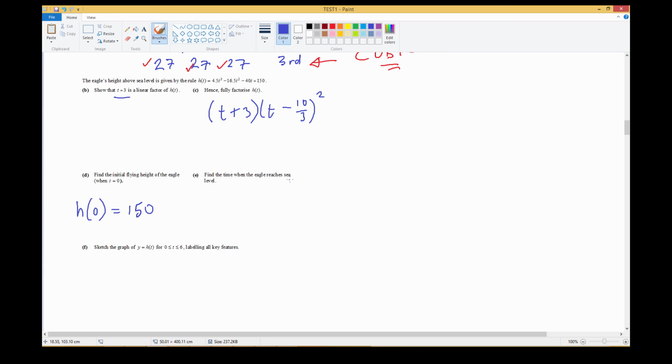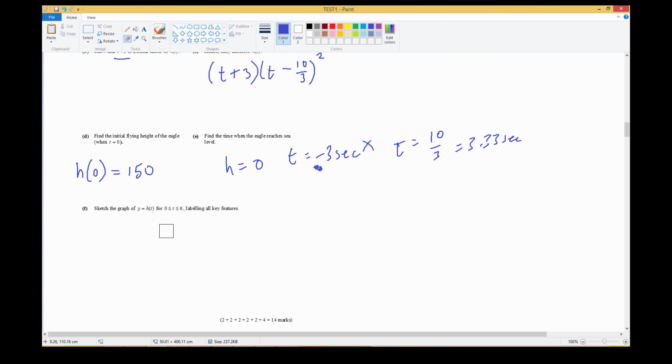Find the time when the eagle reaches sea level. So we've got two solutions here. When the eagle reaches sea level, that means the height is equal to 0. Now we've already solved for that, right? We've got the solutions as when it touches the x-axis, the horizontal axis. So at t equals negative 3, you can't have negative time, so t equals negative 3 seconds can't be it. So it must be t equals 10 over 3, which is 3.33 seconds.